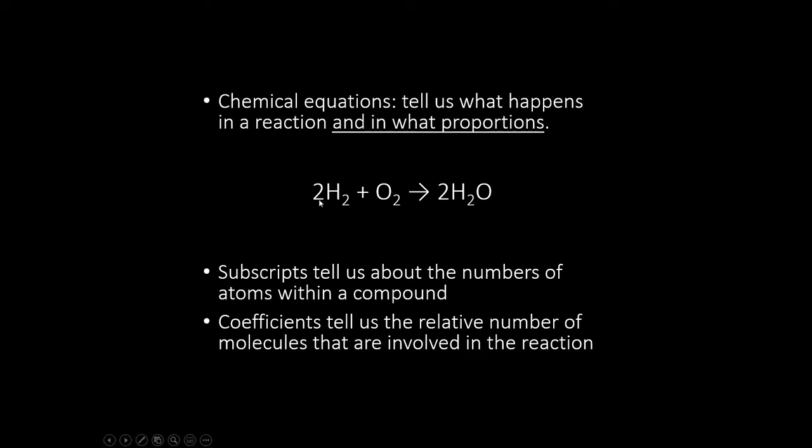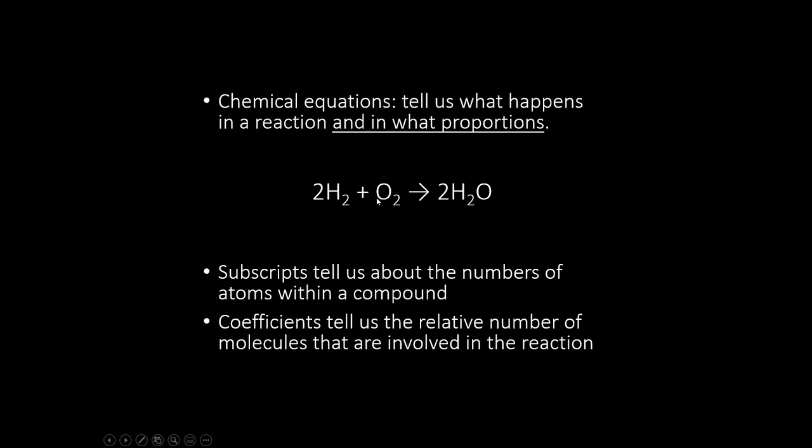Coefficients, which are the numbers out in front, those tell us how many of the entire molecule or atom we have in the chemical reaction. So here, H2, if you remember, that's one of those weird ones. That's one of the 7 diatomic elements, so you could kind of think of it as both a molecule and an atom, since it is the free elemental form of hydrogen. So we have 2 H2s that are participating in this reaction.